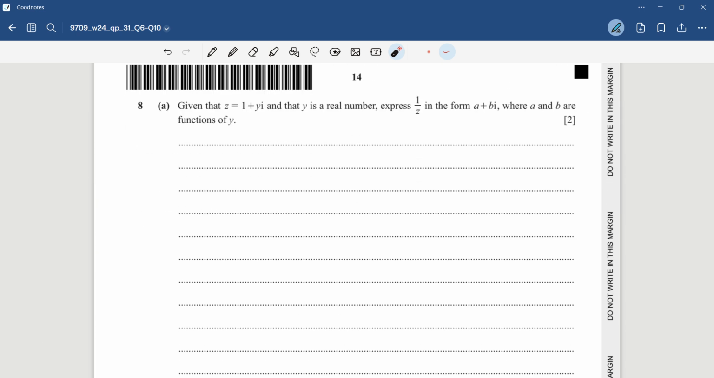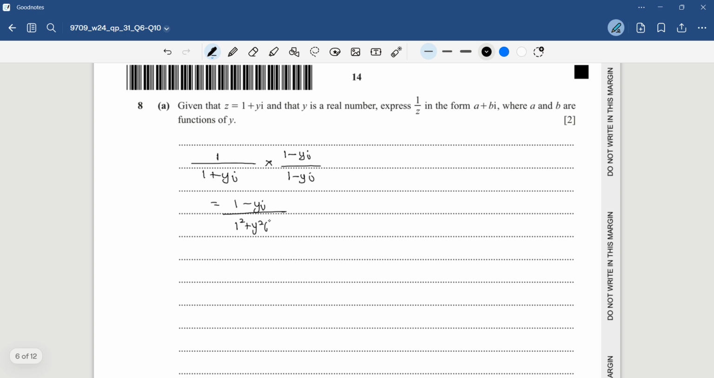Okay, now question number 8. Given that z equals 1 plus yi, where y is real, and 1 over z. So 1 over z is going to be 1 over 1 plus yi. This is not in standardized form, so we need to standardize this. How will we standardize? We will multiply with the conjugate, 1 minus yi over 1 minus yi. So it will be 1 minus yi over 1 squared plus y squared.